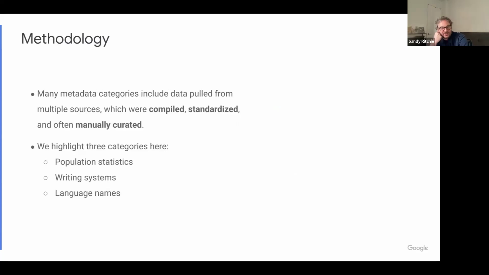So how did we do this? We basically pulled this data in from all the sources that I showed, and they were compiled and standardized, and then often, as I said, manually curated and improved. I'd like to pick out three categories here, which caused us some interesting challenges.